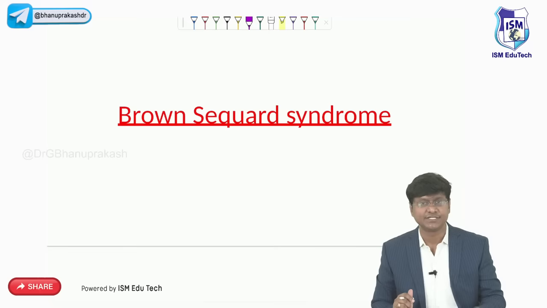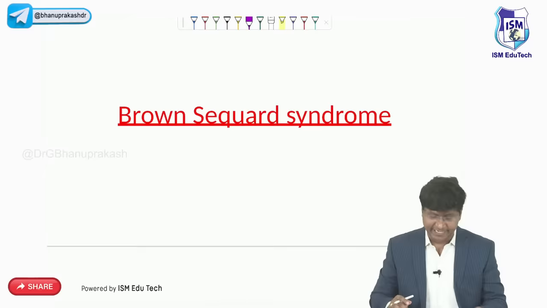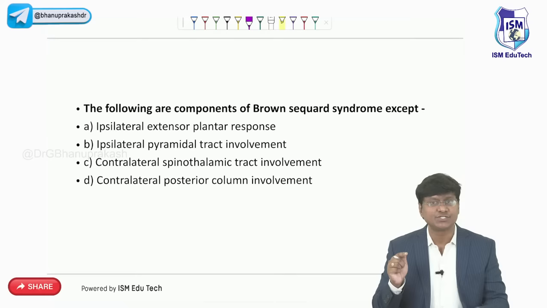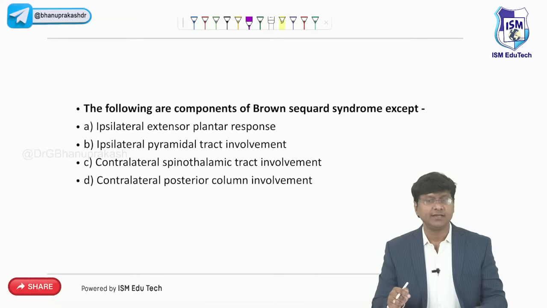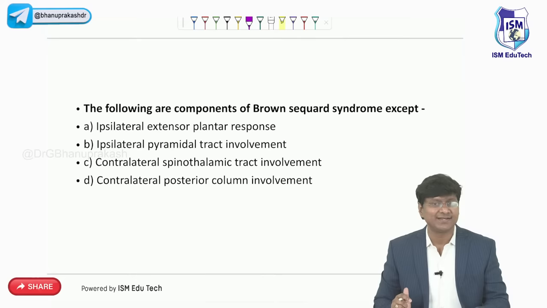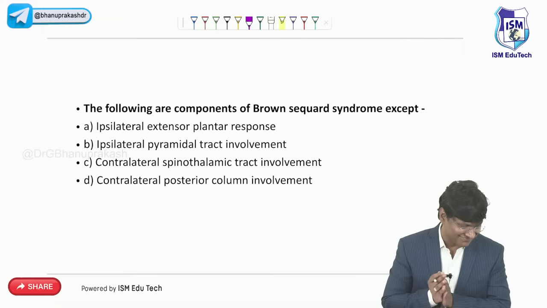That is Brown-Séquard syndrome. So, Brown-Séquard syndrome, what exactly is this? It is the hemisection of the spinal cord. Now, you see this question. The following are the components of Brown-Séquard syndrome except: ipsilateral extensor plantar response, ipsilateral pyramidal tract involvement, contralateral spinothalamic tract involvement, contralateral posterior column involvement. So, what do you think is the correct answer?